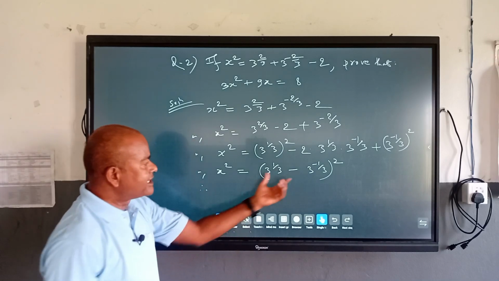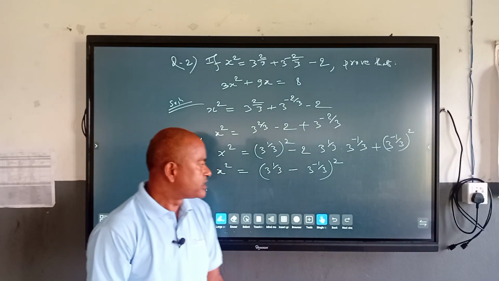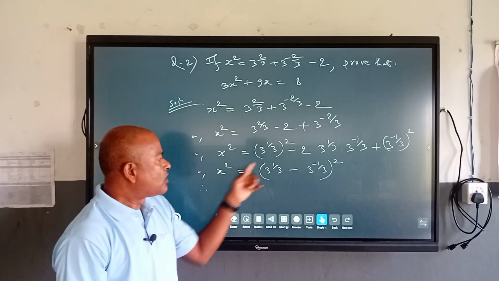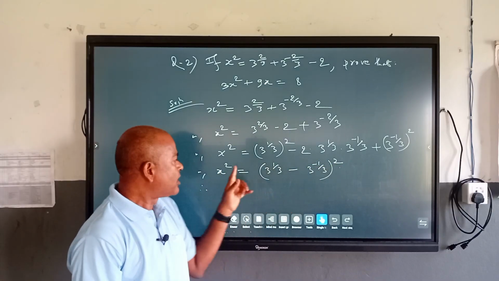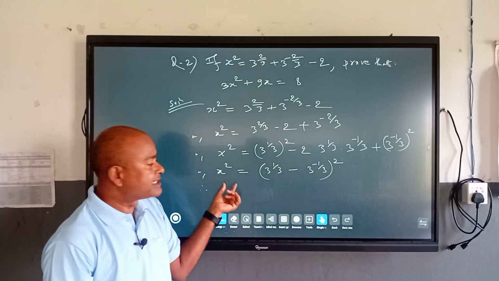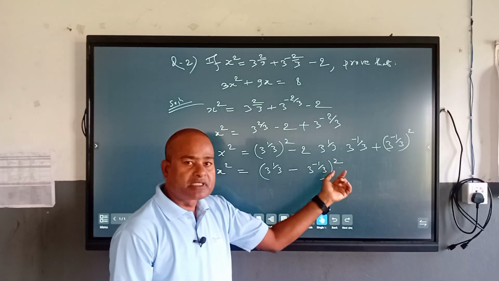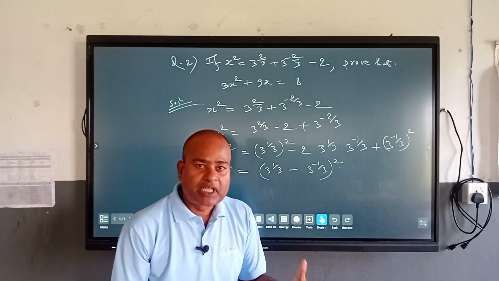Therefore, now this is an exponential equation. Both sides, the power are the same. The power of the expression of the left hand side and the power of the expression of the right hand side, both are same.